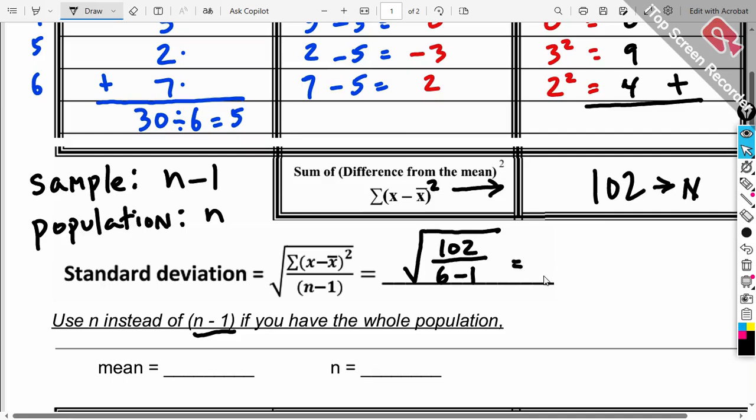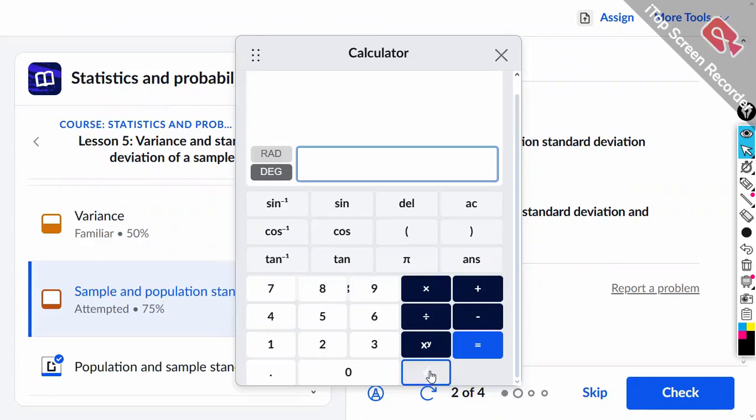All right, so I'm going to go to the calculator, and I'm going to do the square root of 102 divided by 5. Okay, let's go to the calculator. All right, so we're looking at the square root of 102 divided by 5, close parentheses. Okay, right there. Hit equals, and they probably said 1 or 2 decimals.